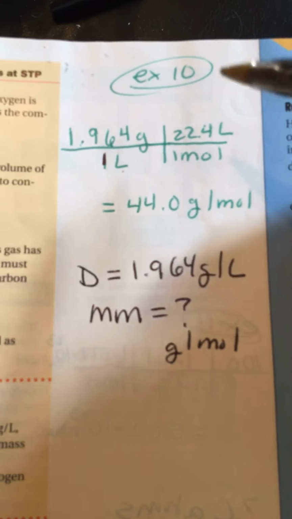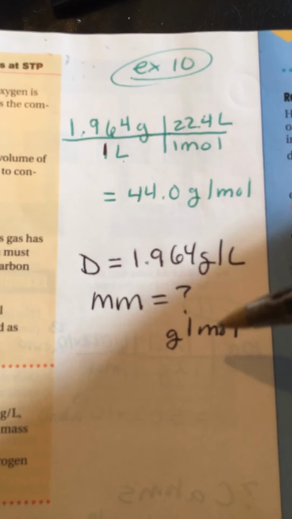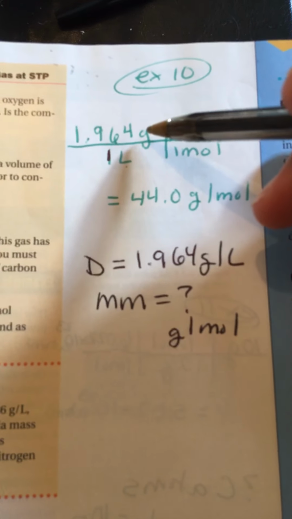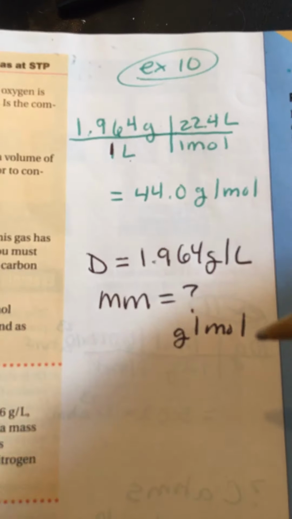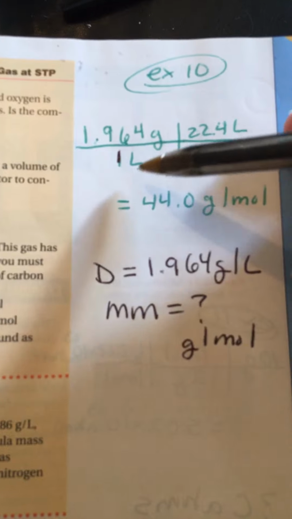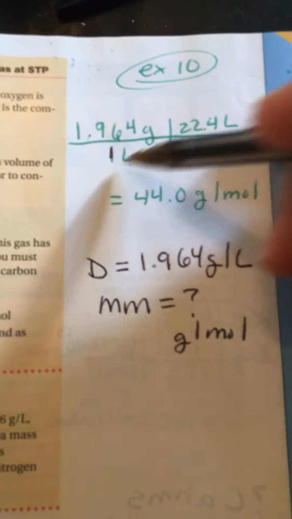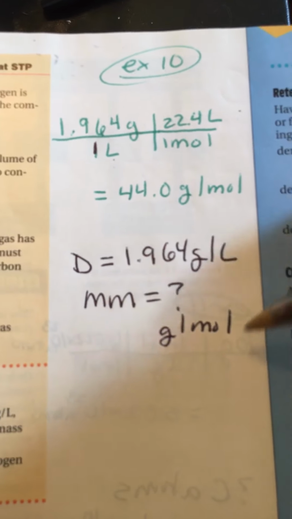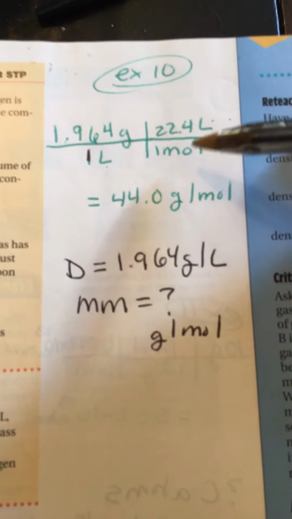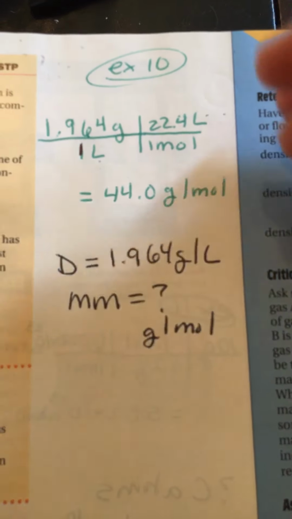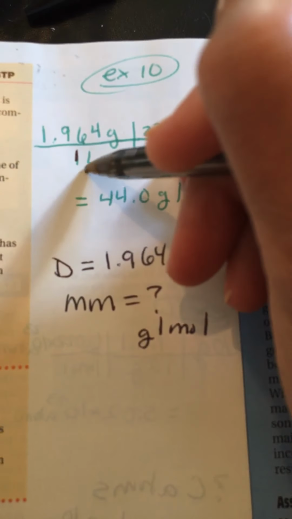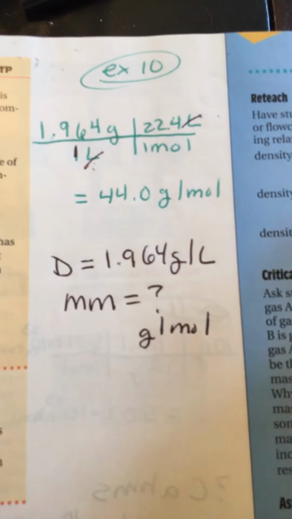Okay, now then we've got grams per liter, we want grams per mole. So the grams are okay. What we need to change is we need to change to moles. So we need the liter to go away. So we write liters in the numerator so those can cancel out. We want the liters to be changed to moles, so we put moles in the bottom. And then we think, is there a relationship between moles and liters of a gas? Yes, there is. 1 mole is 22.4 liters. Liters cancel out, and we're left with grams per mole.